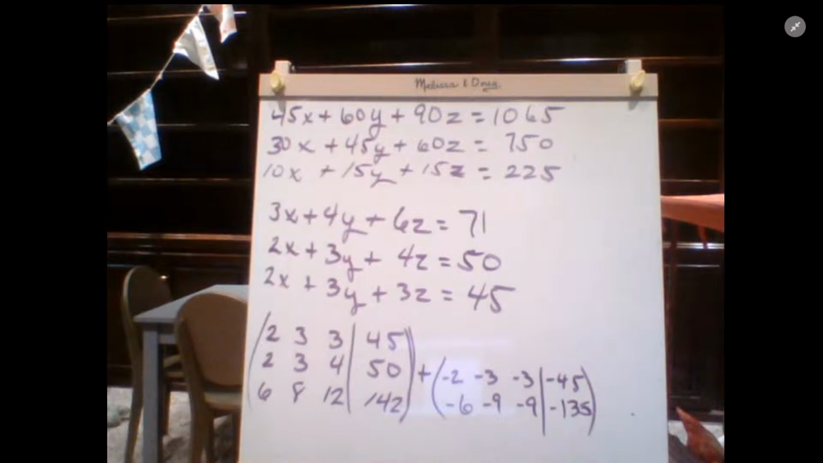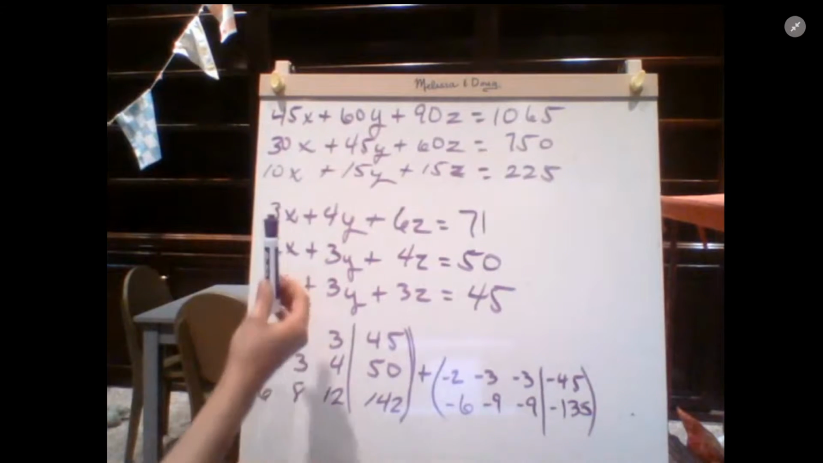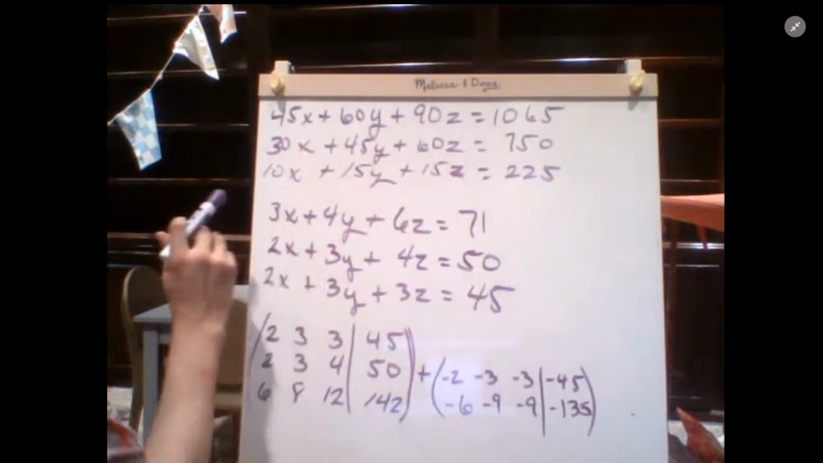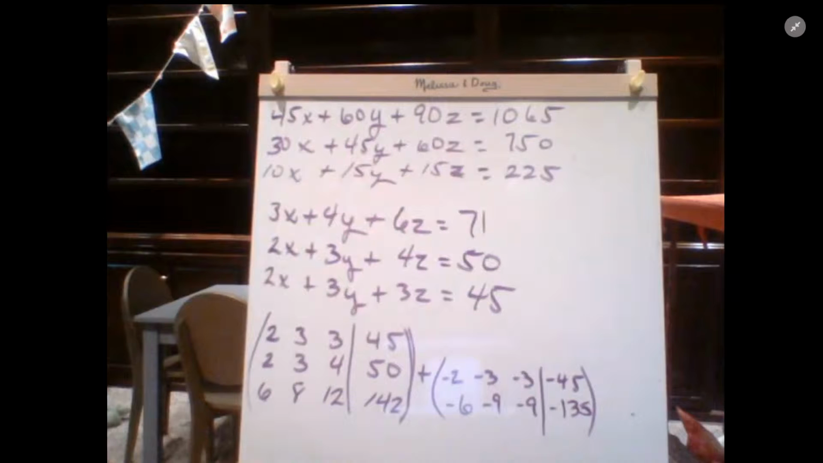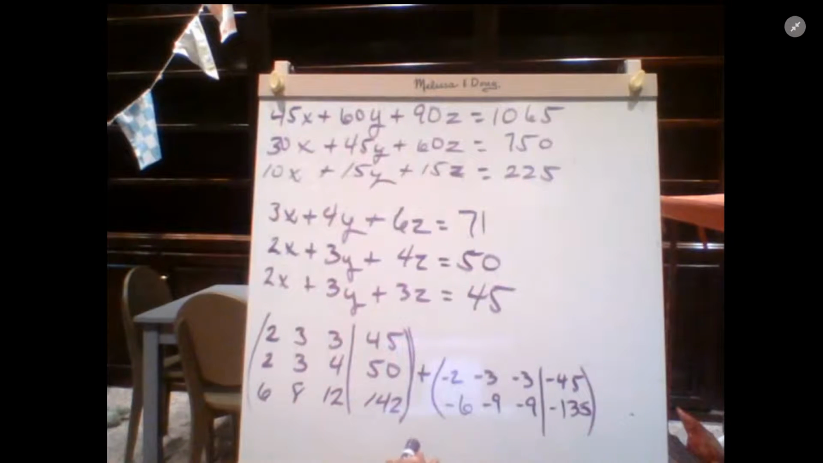So notice that in the first equation, everything is divisible by 15. So we're going to simplify this equation by dividing by 15 across it. We're going to get 3x + 4y + 6z = 71. For the second equation, it's also divisible by 15, so we're going to have 2x + 3y + 4z = 50. And then for our last equation, it's only divisible by 5, so we're going to get 2x + 3y + 3z = 45.